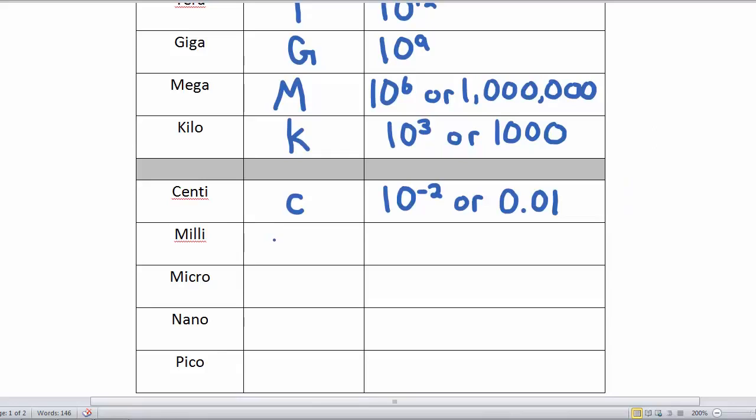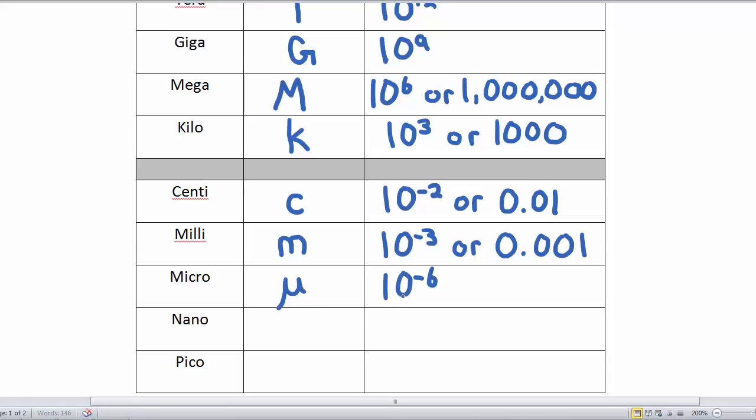Finishing up our table now, the next prefix is milli, which is 10 to the minus 3, or 0.001. Next is micro. Now, we'd be tempted to use a little m here for micro, but we already used m again, so we're going to borrow a letter from the Greek alphabet. This is the letter mu, and it's written like a U with a funky tail on the front-hand side. And mu, or micro, represents 10 to the minus 6 of something. So a micrometer would be 10 to the negative 6 meters, for example.